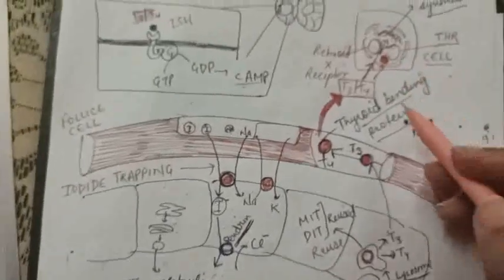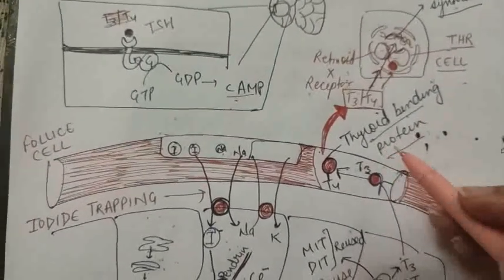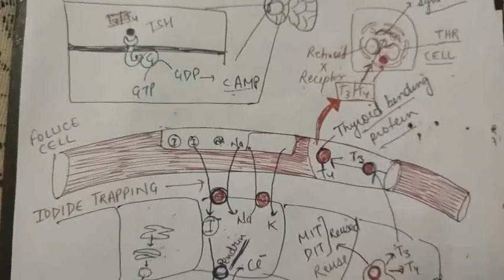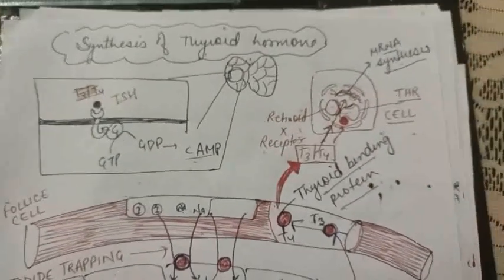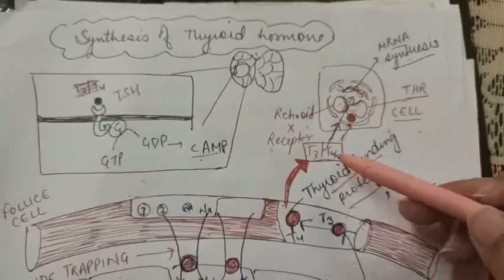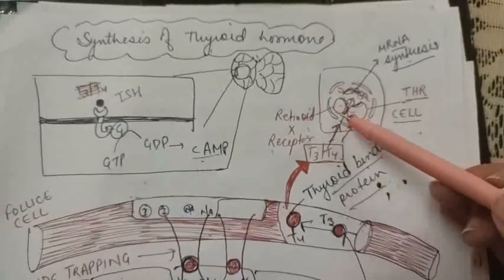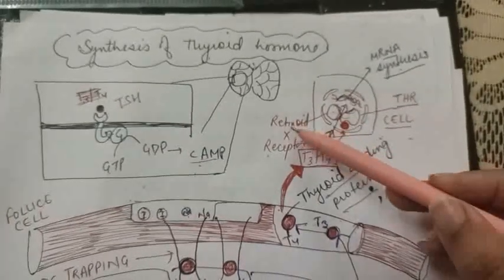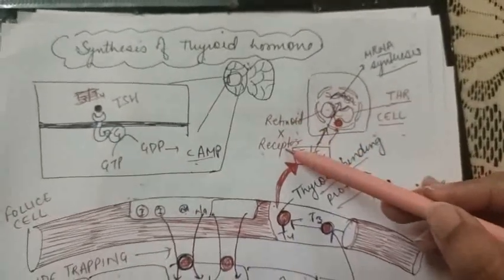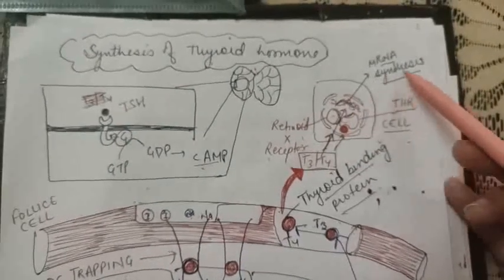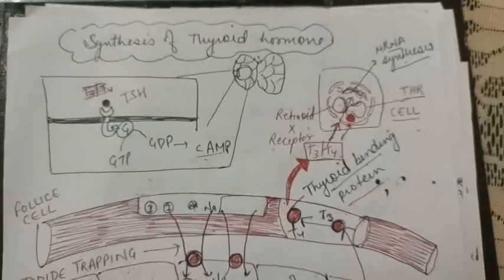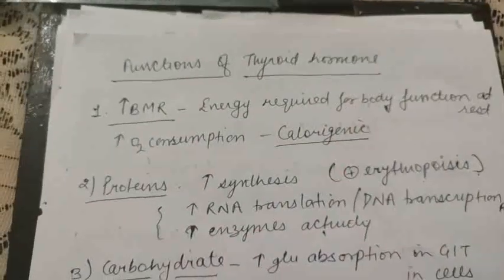So what is the target organ? We'll be discussing in a few minutes what the action of thyroid is. They basically act on the target cell, on some nuclear receptor, the retinoid X receptor, and ultimately lead to mRNA synthesis or protein synthesis and do their action. So let's see what the actions of thyroid hormone are.